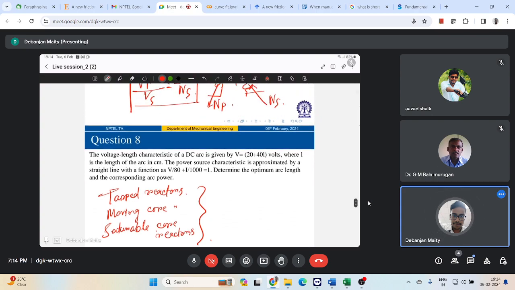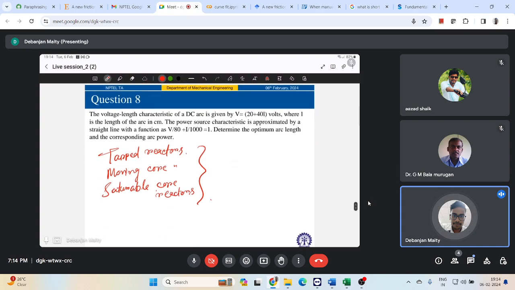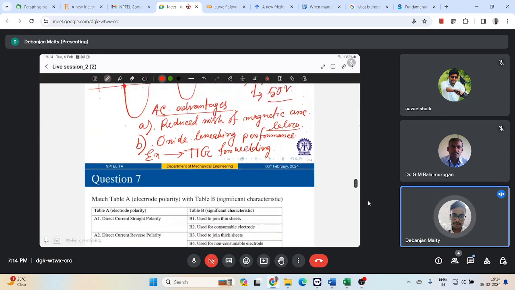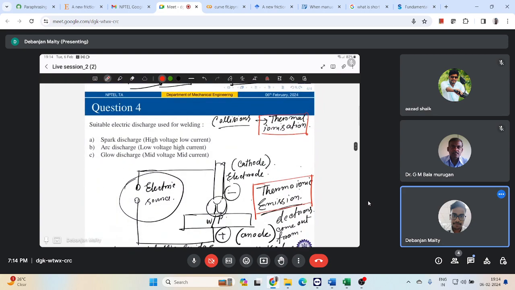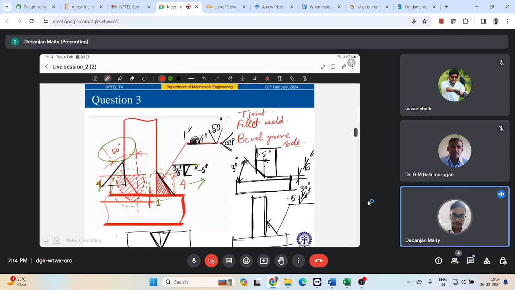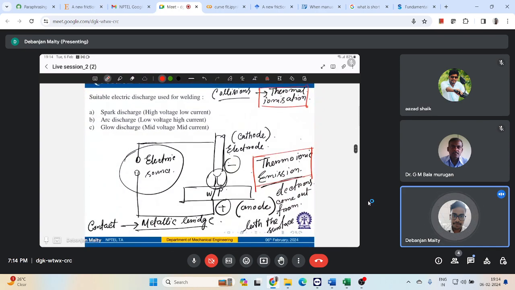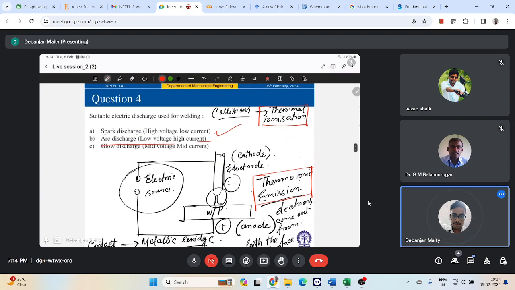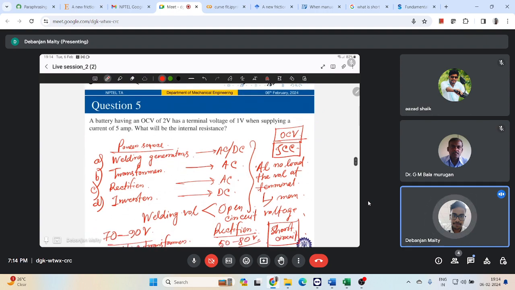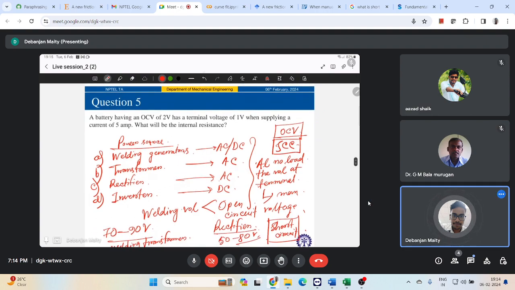Okay. Before explaining those things, let us try to do some numericals. So, we had already discussed question 3. Now I have talked in question 4 about the suitable electric discharge used for welding. That will be an arc discharge. That we know, we have already talked. Now let us do this numerical.